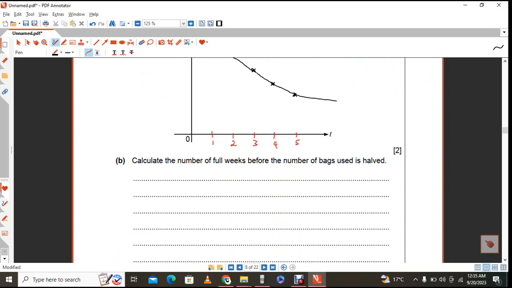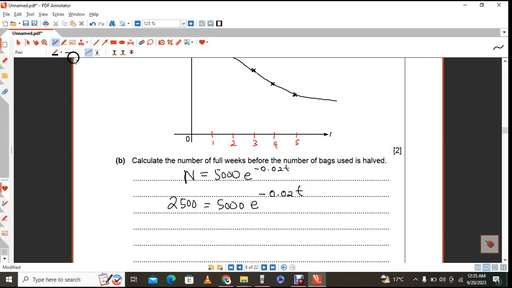They say calculate the number of full weeks. So let's write down what we have: n equals 5,000 e raised to the power of negative 0.02t. You say calculate the number of full weeks before the number of bags is halved. So if you have to halve, you're going to say 2,500, which is half of 5,000, equals 5,000 e raised to the power of negative 0.02t. t is the time, so we need to find t.